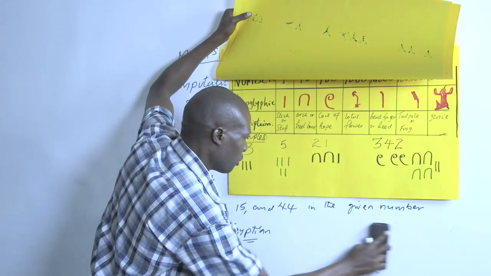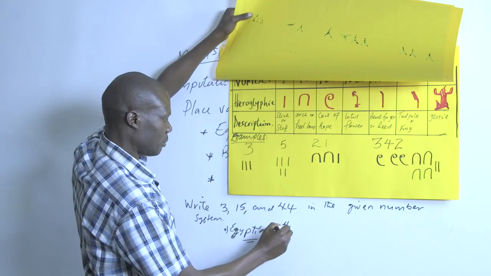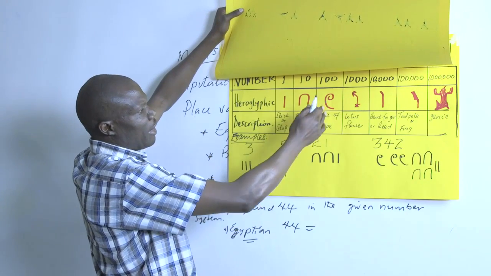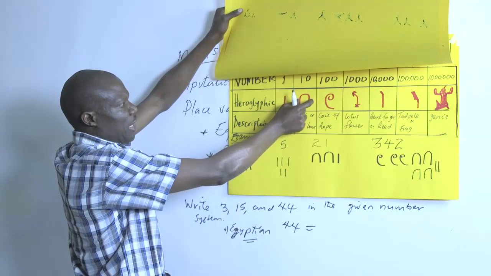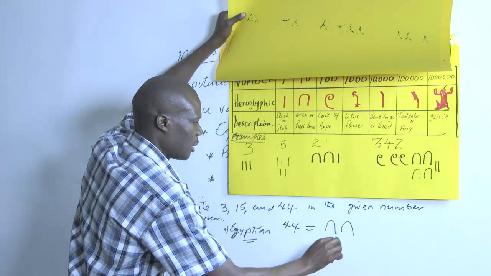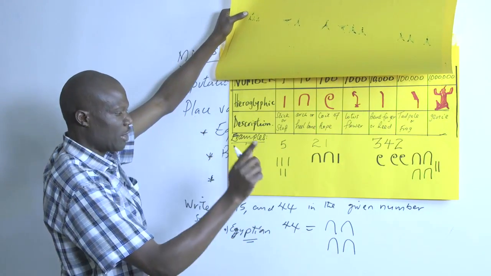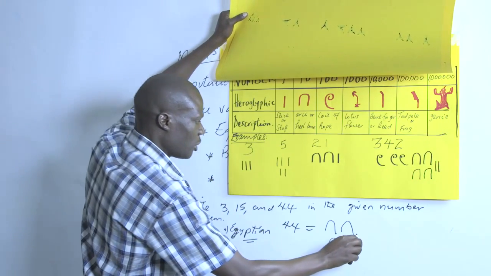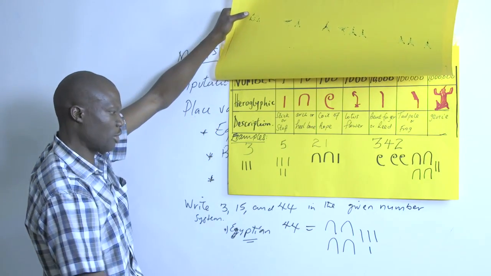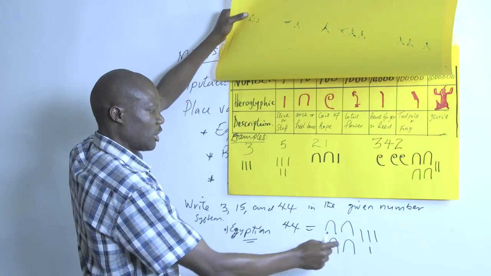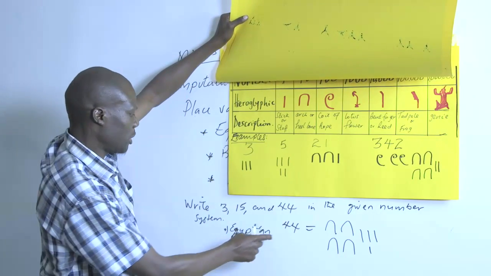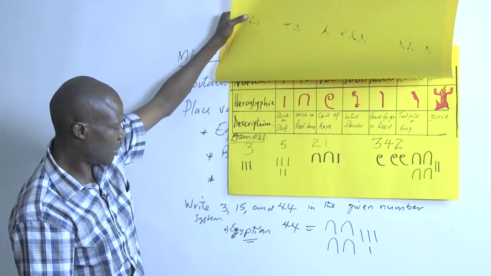For the last one, 44, we are looking at this. We don't have a 50, we only have 100 and onwards. So we shall group together 4 arcs to make it 40. So 4 arcs, this is the first arc, second, third, and fourth. This is equivalent to 40, but we require 44. So we bring in 4 sticks, giving us 4. 4 plus 40 is 44. That is how we represent 44 in the Egyptian number system.